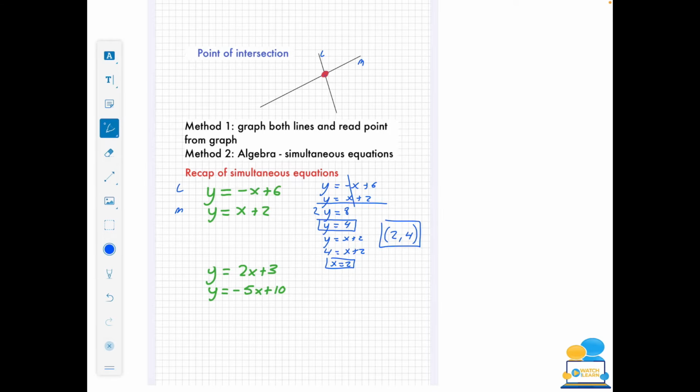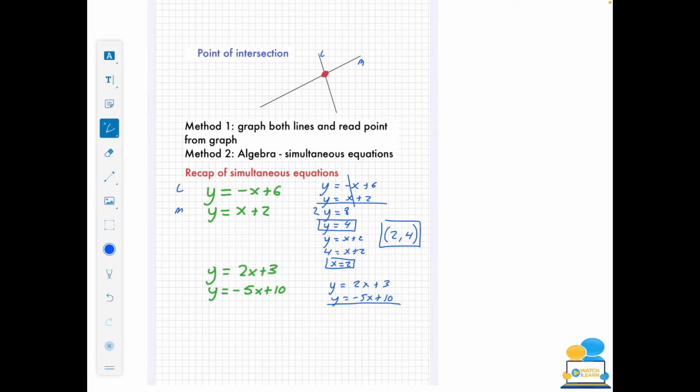If you are a bit rusty on your simultaneous equations, make sure you go back and revise them when you're doing this chapter. Now the second one here is just a little bit trickier. So again, pretend the question says find the point of intersection of these two lines. Now, when we're writing these out, we can immediately see that nothing is cancelling straight away.